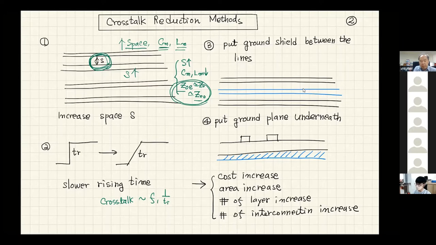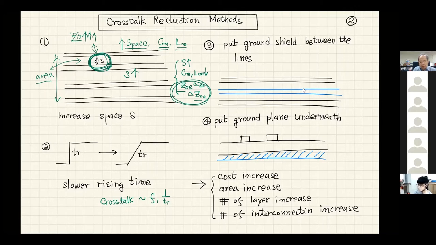However, if we have more space, we're going to increase the area of interconnection. Especially in mobile systems, we want to make things smaller, with smaller weight. Every system designer wants to make a small area. So there is a contradiction between area increase and crosstalk reduction. Also, as I mentioned before, I/O number is heavily increasing. So this space increase is really colliding with these two principles.